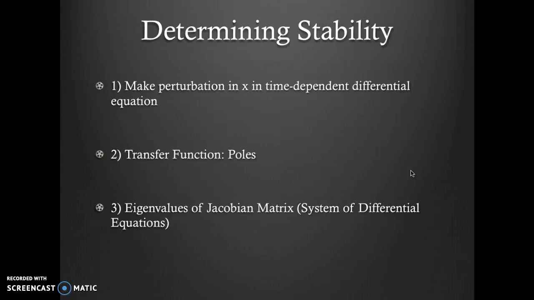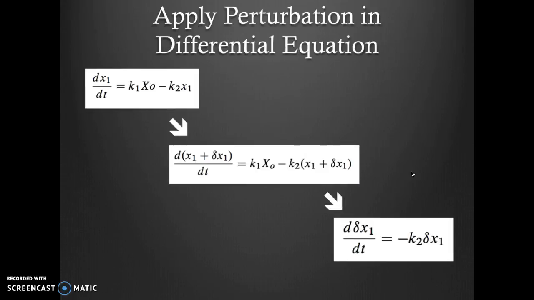So we have three main ways we can determine stability now that we understand the concept. So I'm just going to go ahead and run through these. The first would be to apply a perturbation in our differential equation, right? So we can write a differential equation about the change of species over time. And so we can change this x value, we're looking at our species x, we'll perturb it by changing this to x plus delta x here.